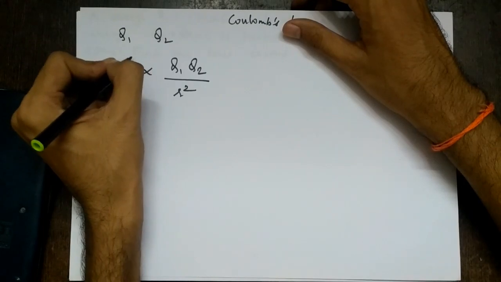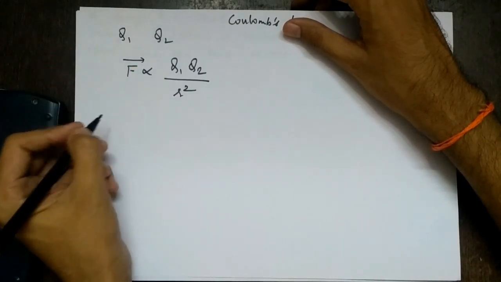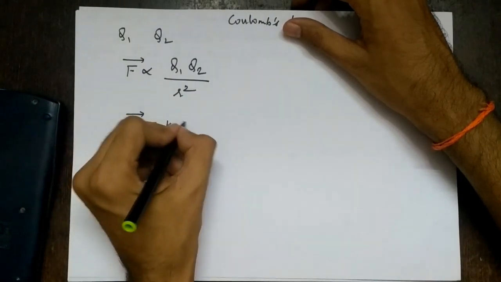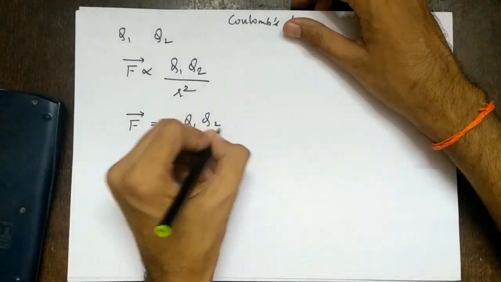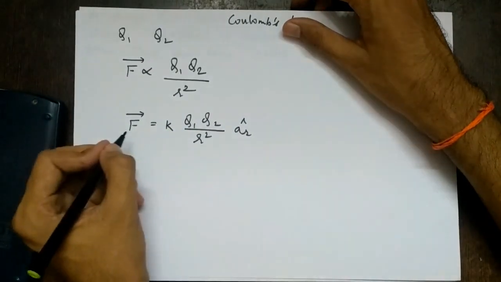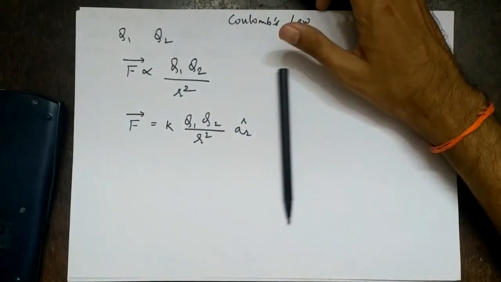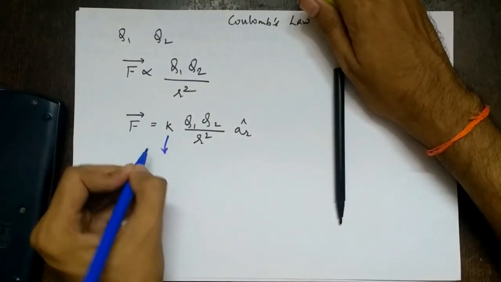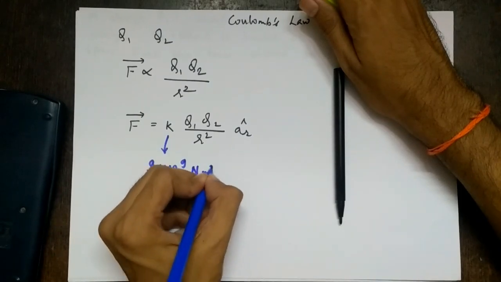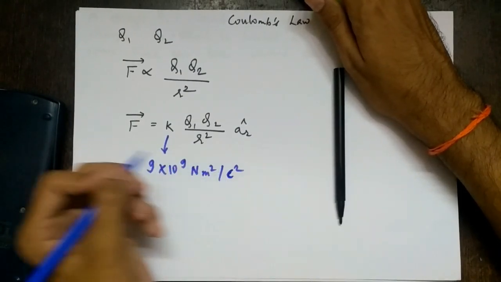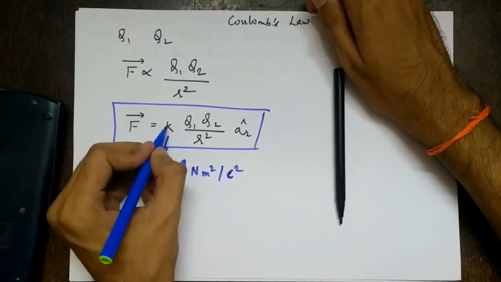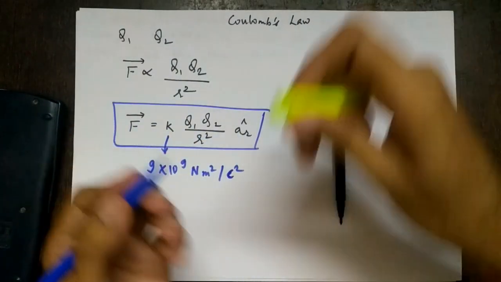And this force, since it has a direction, it is always a vector. So if we introduce a constant, given by k, it becomes F equal to k q1 q2 upon r square a_r cap, because it is a vector, so it should be accompanied with a unit vector. And this constant of proportionality has a value of 9 into 10 raised to 9. The unit is Newton meter square per Coulomb square. C is capital. So this is what Coulomb's law formula stands for: F vector is equal to k q1 q2 upon r square a_r cap.